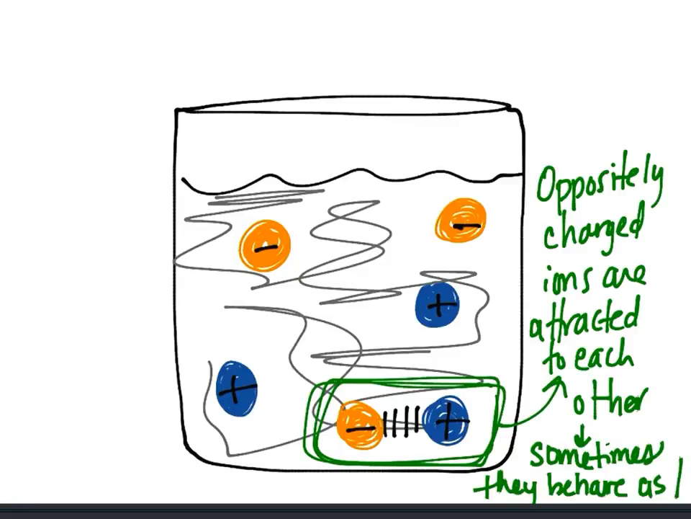So in this case, I'm putting this green box around it to show you that this pair of ions acts as a pair. It acts as one unit. And so sometimes when we have these oppositely charged ions, they're so attracted to each other that they behave as one unit and not two because they pair together.